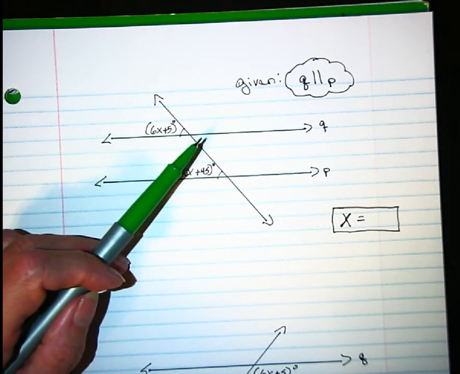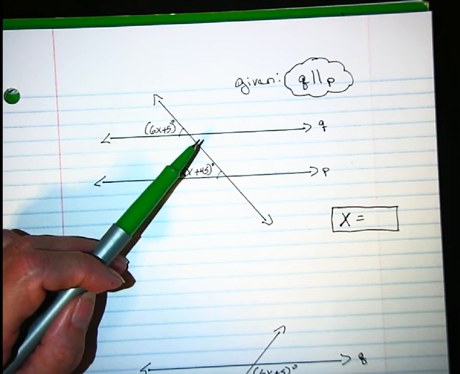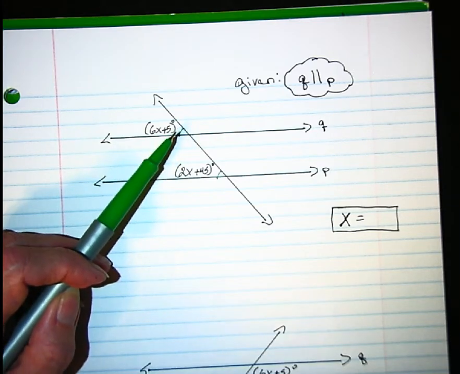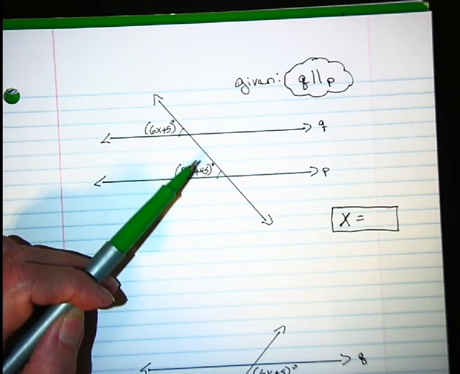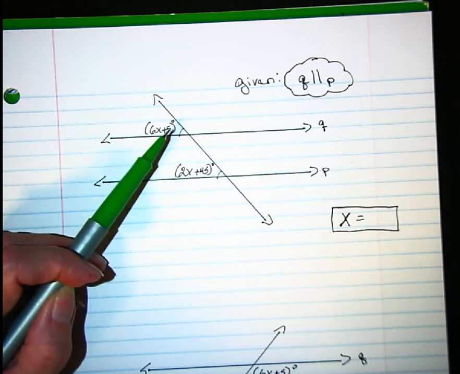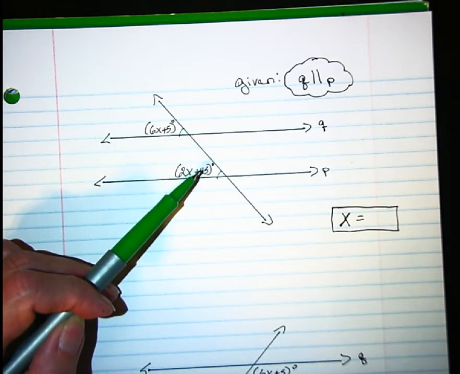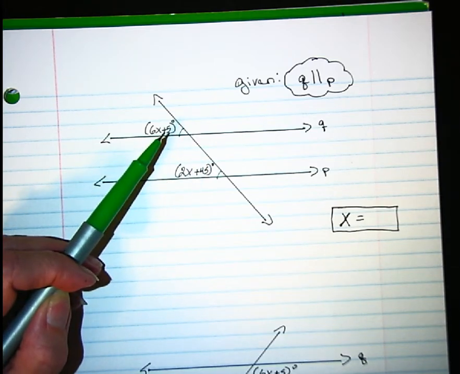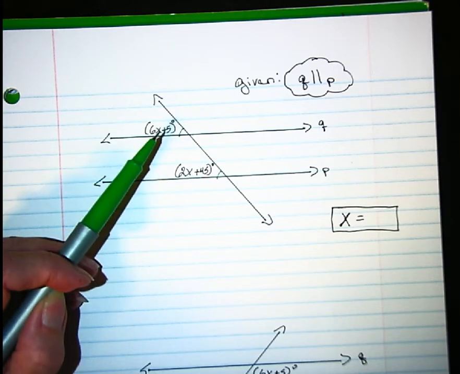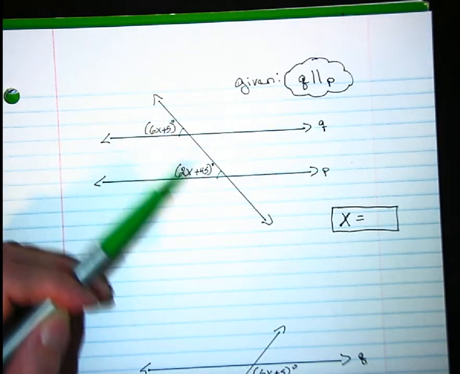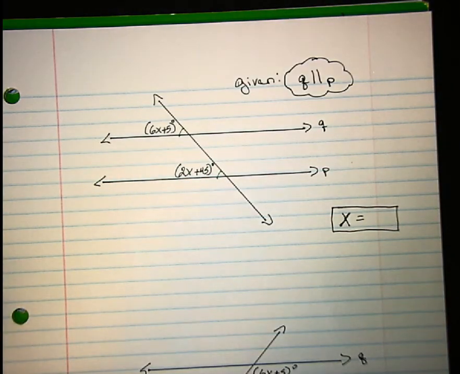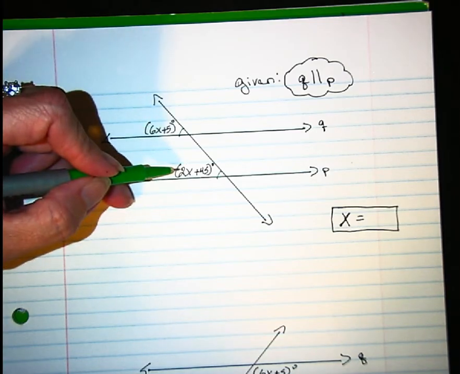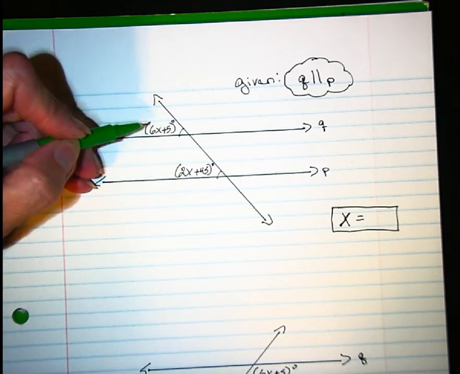Well, they're not vertical angles. That would be this one and that one. No, they're not a linear pair because they aren't adjacent to each other. Well, they look like they're both in the same relative position. This one is in the upper left-hand corner of P, and that one's in the upper left-hand corner of Q. So these are corresponding angles. Well, remember what we know about corresponding angles. We just learned that corresponding angles are congruent. So if I want to solve for x, I can set these two equal to each other. So that's what I'm going to do.